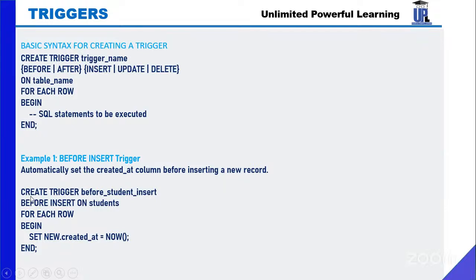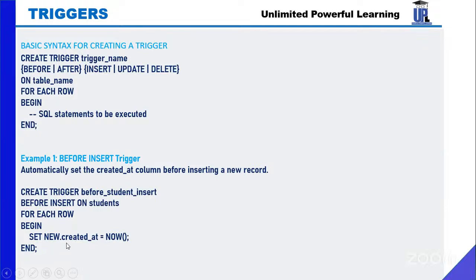So what is this trigger? Simple example we are giving: create trigger before student insert, before inserting to a student table. This is the name I have given. Before is the first I have taken from here. Then from where? Insert. On which table? Students table. For each row, what it has to do?